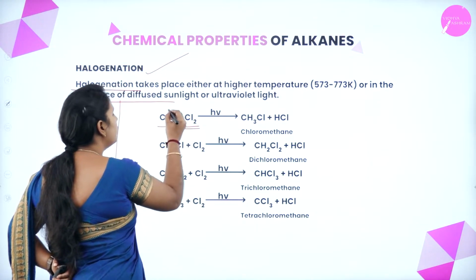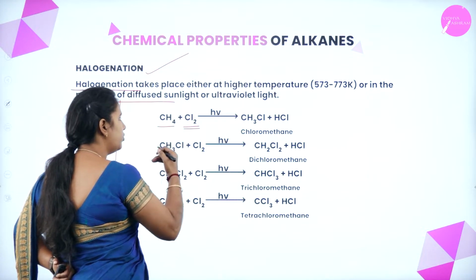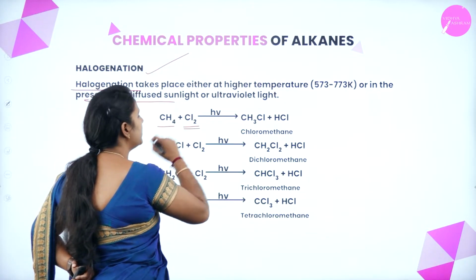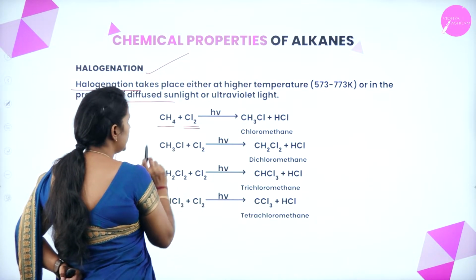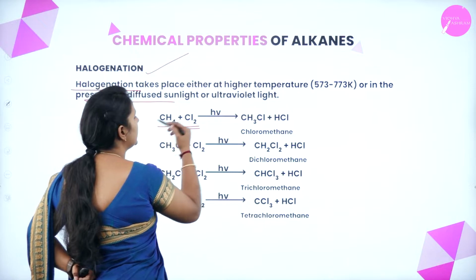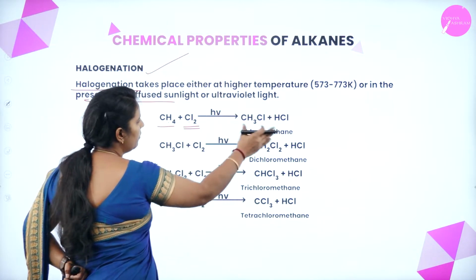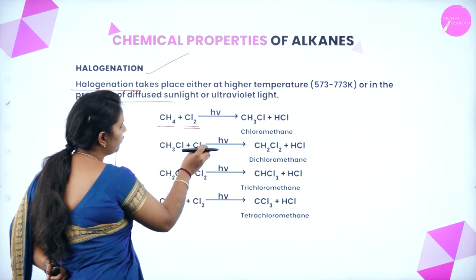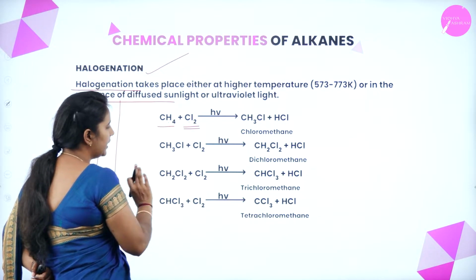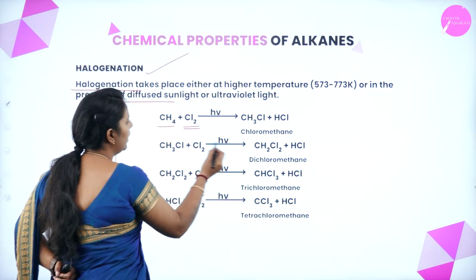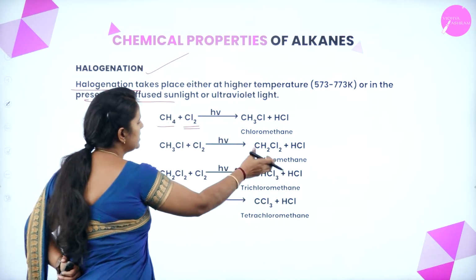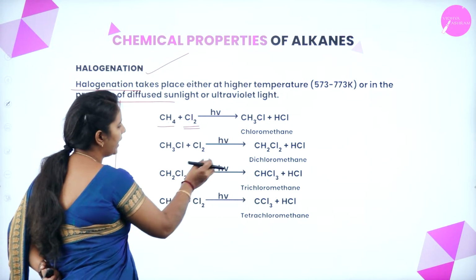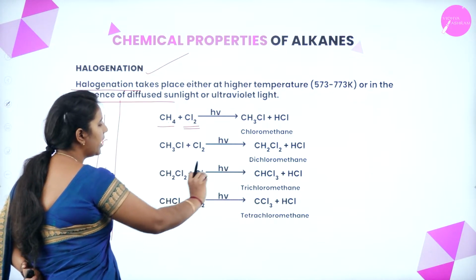What will happen? One of the hydrogens is removed and substituted with chlorine and forms chloromethane, and there are two Cl. One H combines with another Cl and forms HCl. When this chloromethane is again reacted with chlorine in the presence of sunlight, one of the hydrogens will be removed and forms dichloromethane.